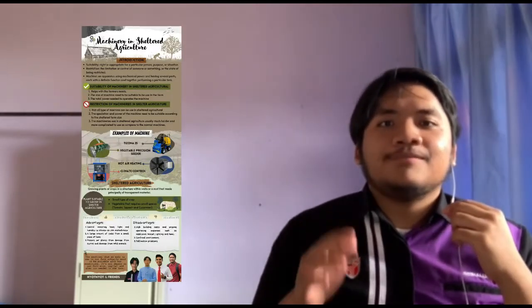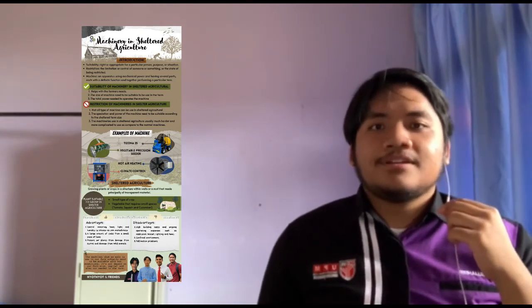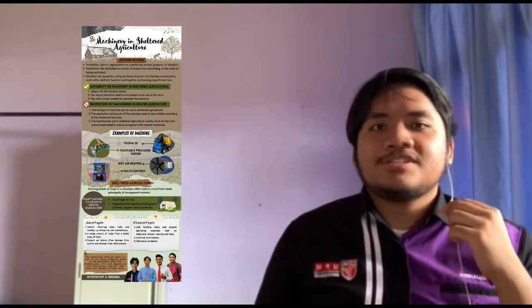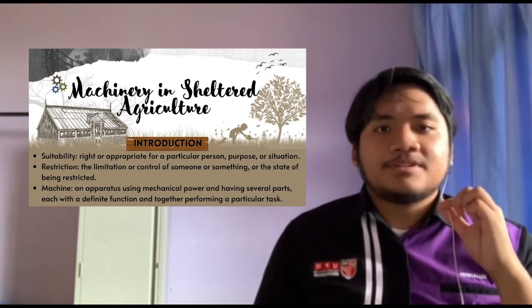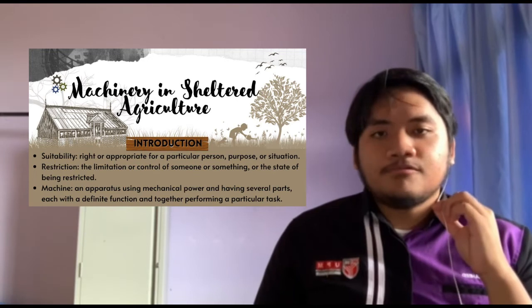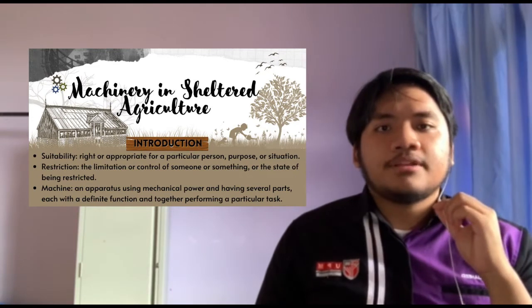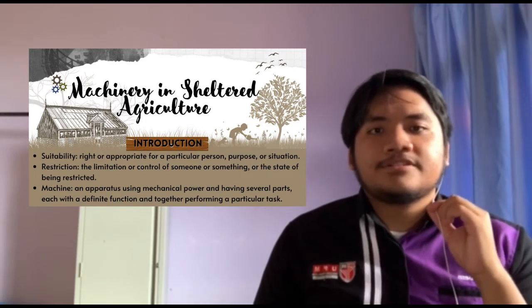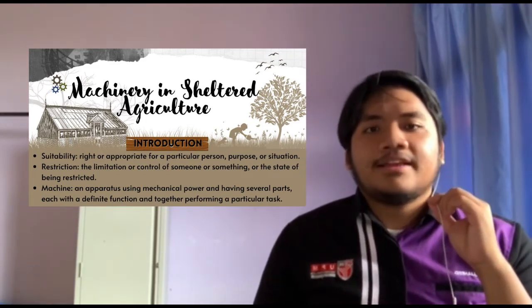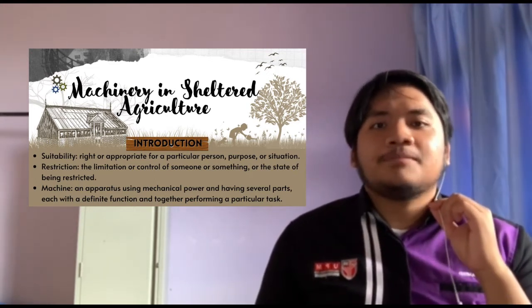Before we dive deeply into our topic, let me briefly explain about our topic. The topic given is suitability and restriction of machinery in sheltered agriculture. So, what is suitability? Suitability is right or appropriate for a particular person, purpose or situation. Meanwhile, restriction means the limitation or control of someone or something. Last but not least, machine means an apparatus using mechanical power and having several parts, each with a definite function and together performing a particular task.